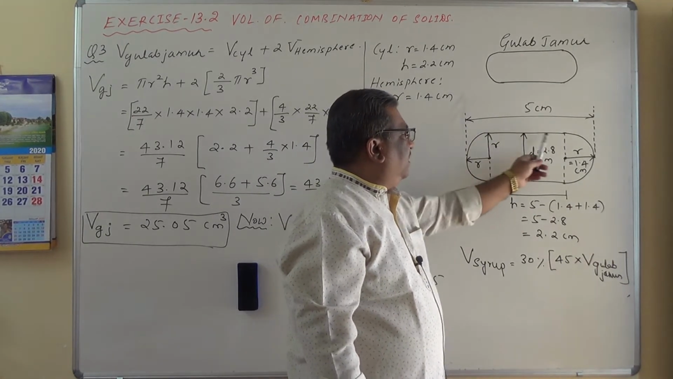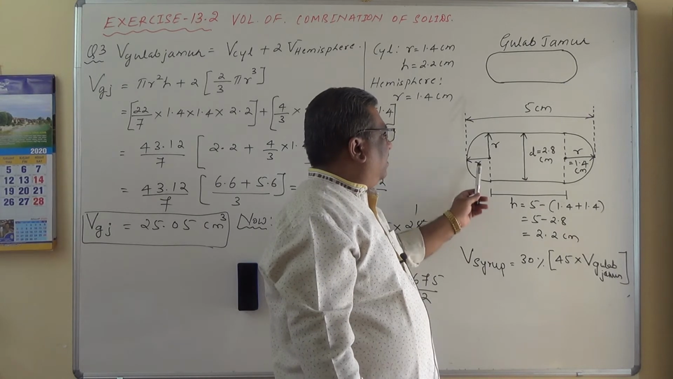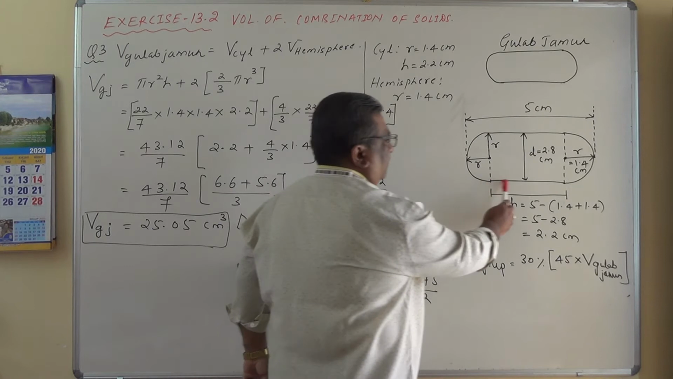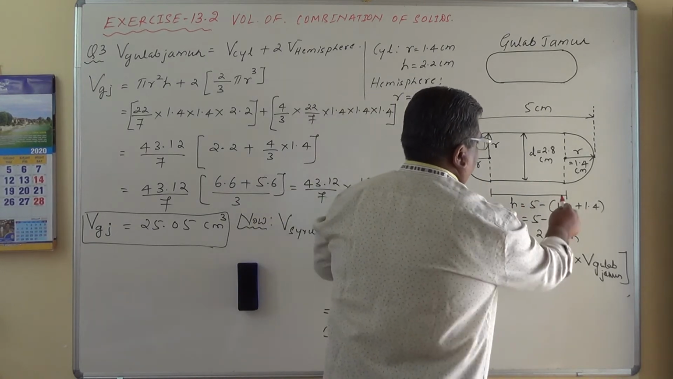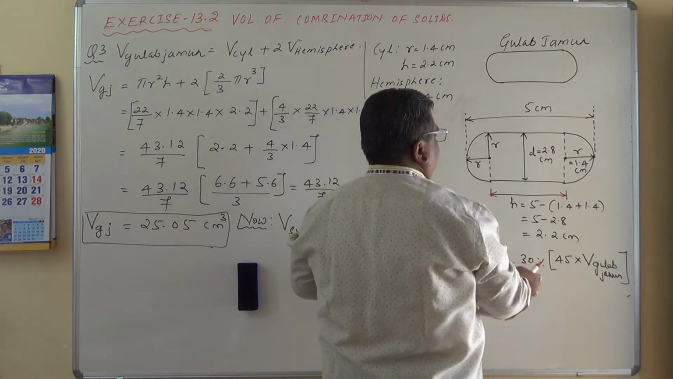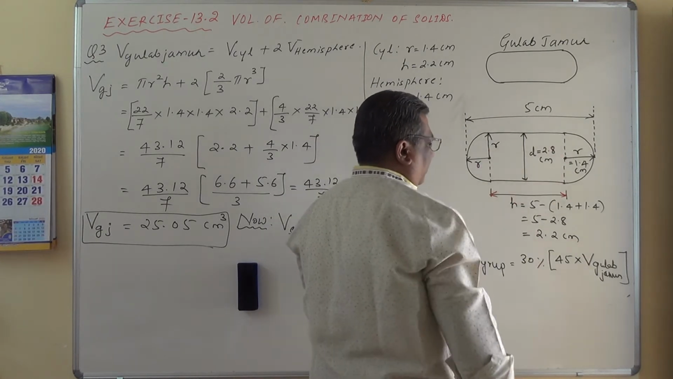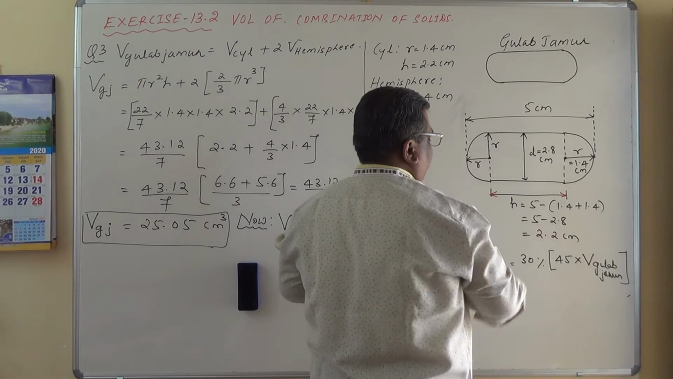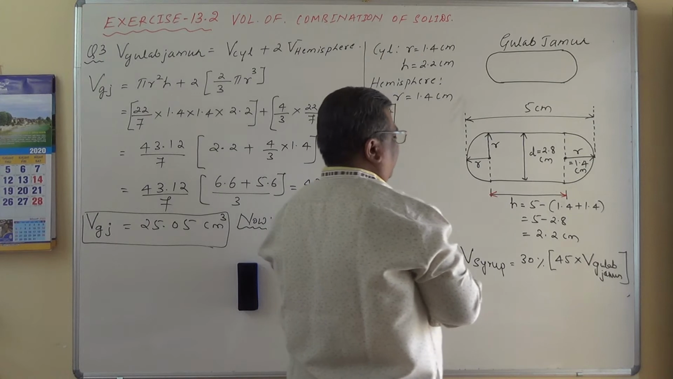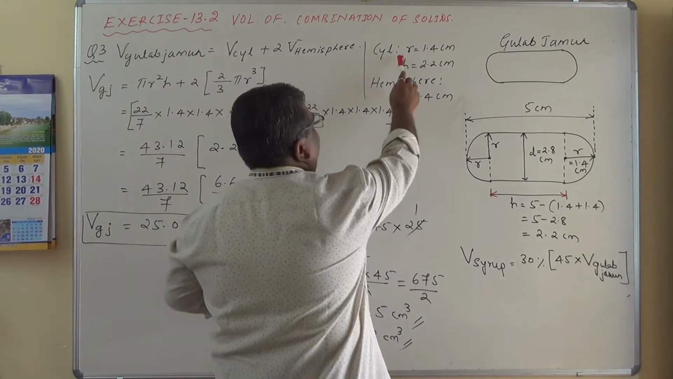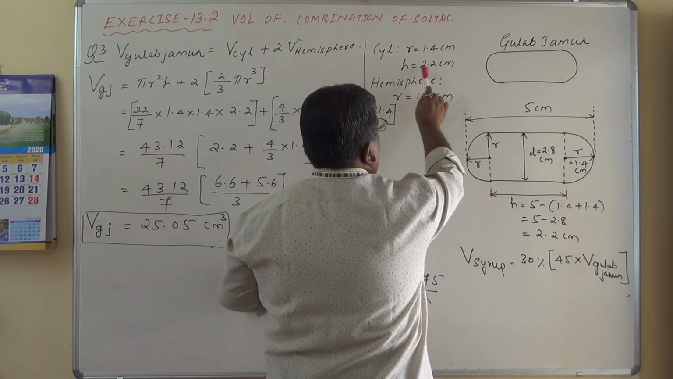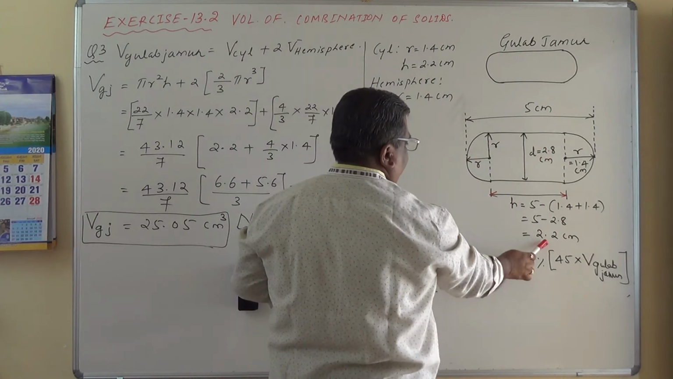So the height of the cylinder you can calculate by subtracting 1.4 and 1.4 from 5 centimeter. That is the height of the cylindrical portion. This can be 5 centimeter minus 1.4 minus 1.4, and you get 2.2 centimeter. So the height from here to here is 2.2 centimeter. So for the cylinder, radius is 1.4 centimeter, that is d by 2, and height is 2.2 centimeter. This one.